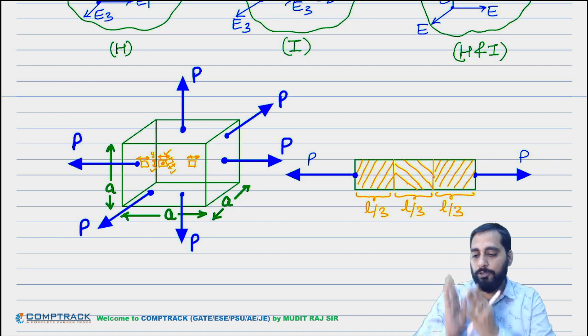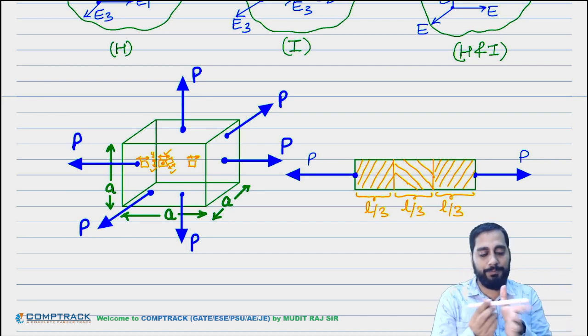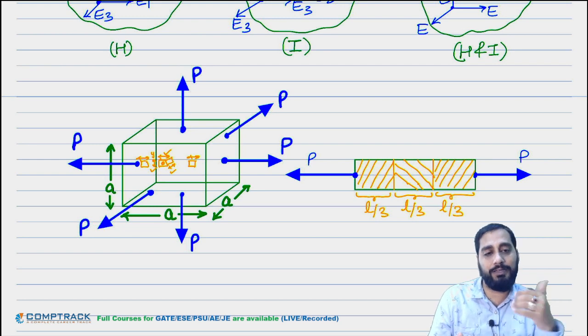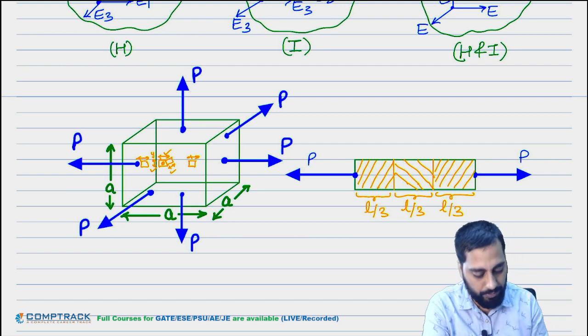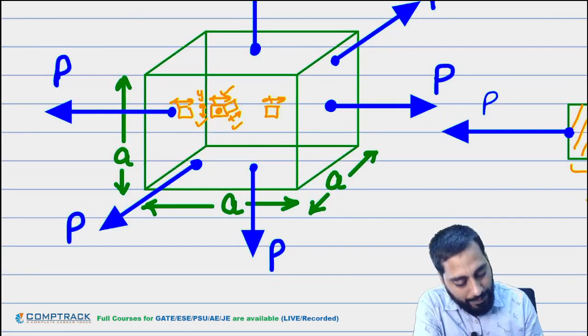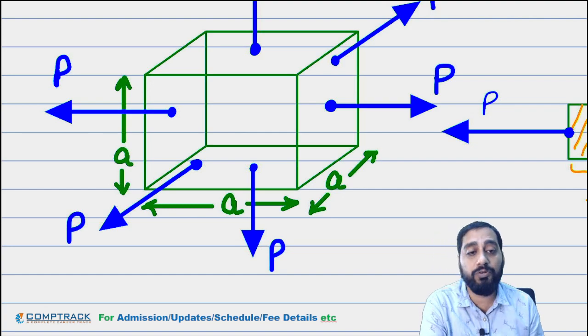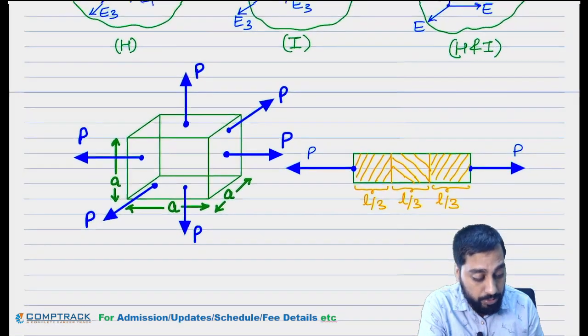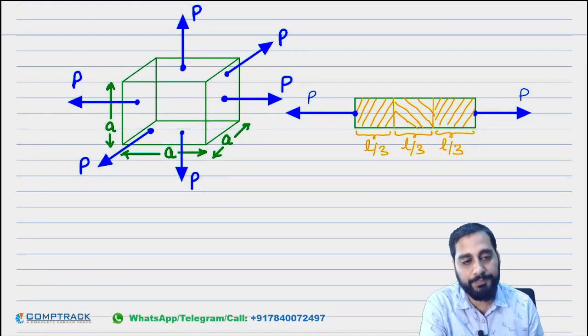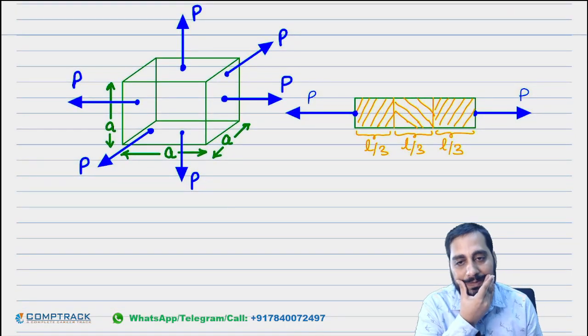Homogeneous means at all points. If you take the half portion, in each part the elongation should be the same. Very good. So what have we assumed about our material? It should be homogeneous plus it should be isotropic also. Getting the point or not? But real materials are not like this.